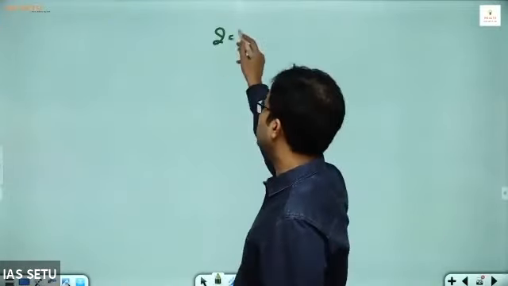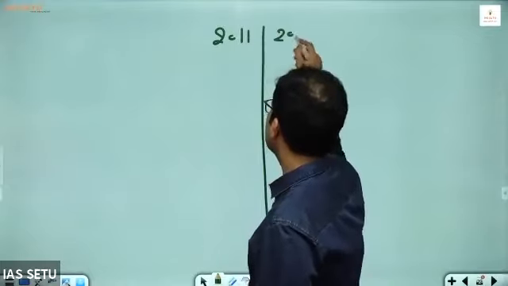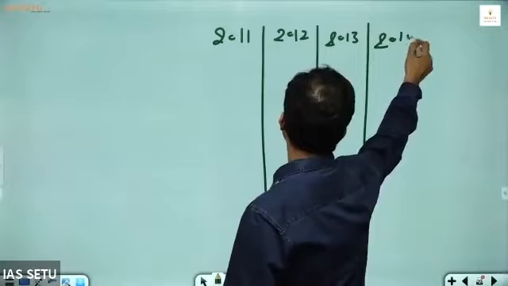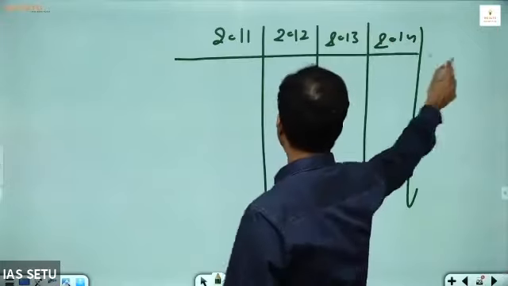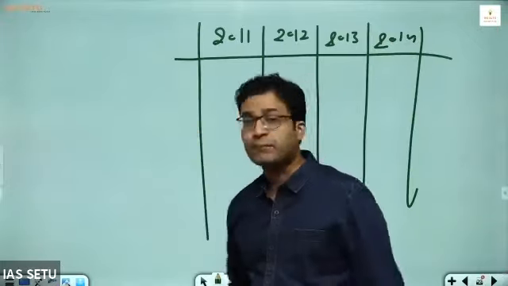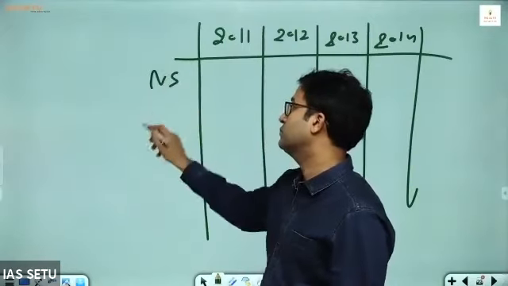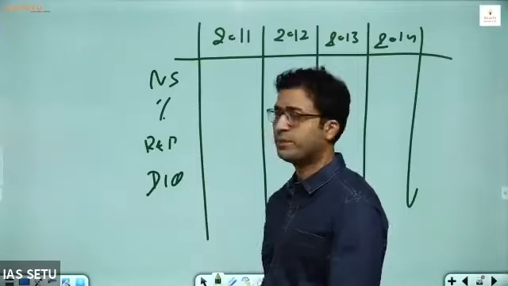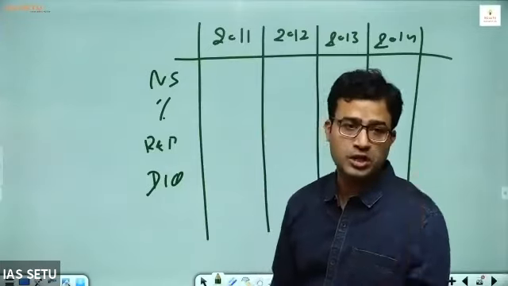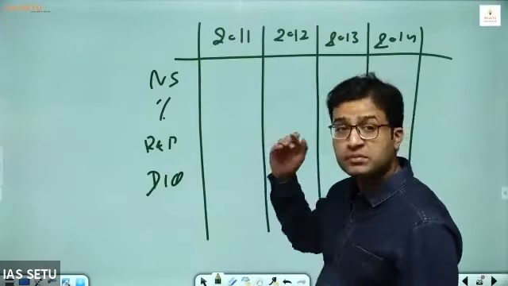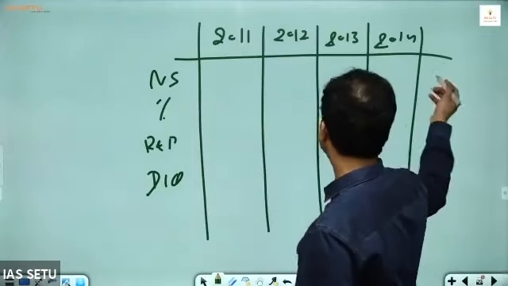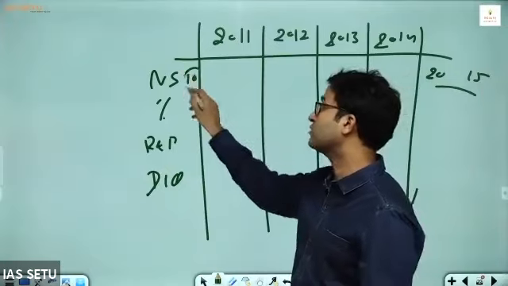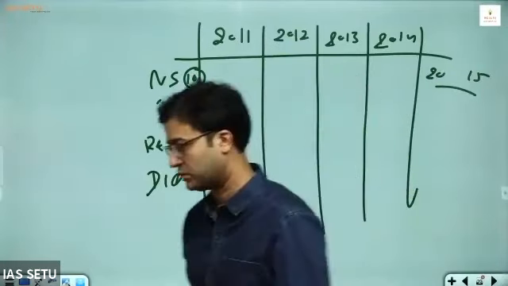Like 2011, 2012, 2013, 2014, 2015, and so on. So we will see chapter wise: number system, percentage, ratio per question, average, dice, other topics. We will see how many questions. So you will realize number system 10 questions, 12 questions, sometimes they ask 20 questions, 15 questions, but minimum 10 questions they ask from number system and basic numeracy.